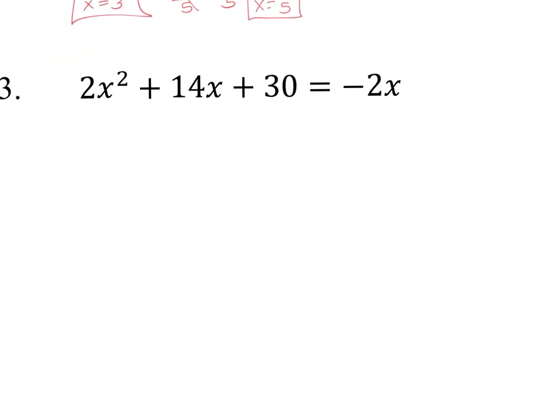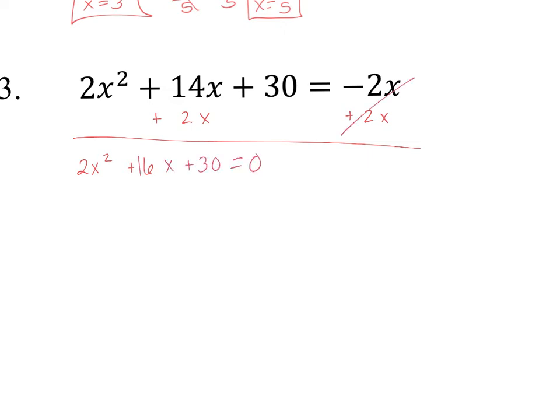Now I'm on number 13. This is not in standard form, so I need to figure out what to do. I need to get that 2x to the other side, so I'm going to add 2x to both sides. Now I want to keep it with the common factor. So 2x squared plus 16x plus 30 now equals 0 because those cancel out. I'm going to label A is 2, B is 16, and C is 30.